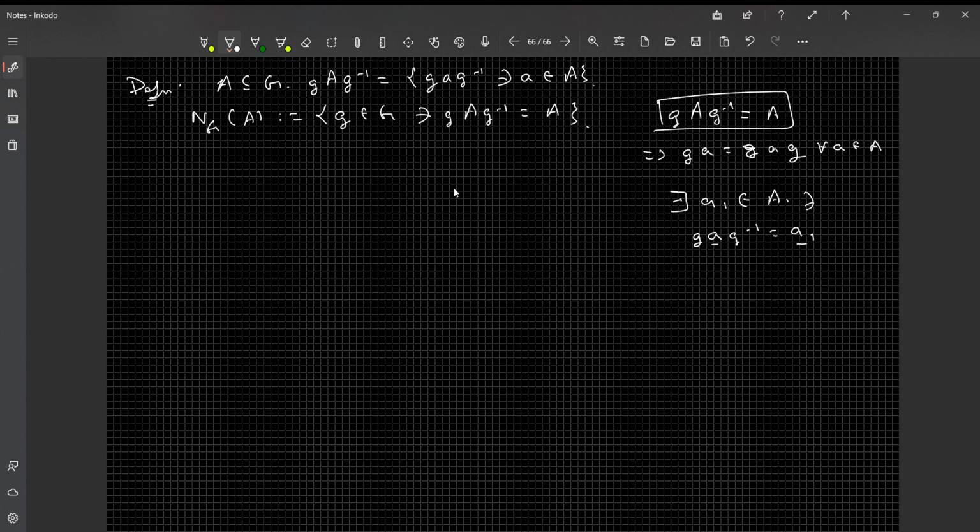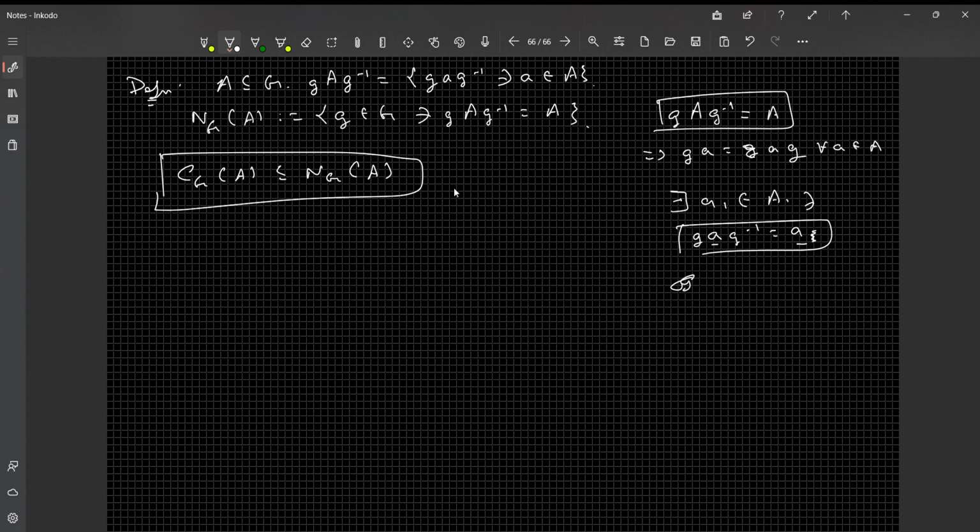But obviously, the centralizer of the subset A must be a subgroup of the normalizer, which is evident from the definition. Because if an element commutes with every single element of A, then obviously it will commute with the whole set. Right? That is, if I choose an element from the centralizer of A, then that means this happens.